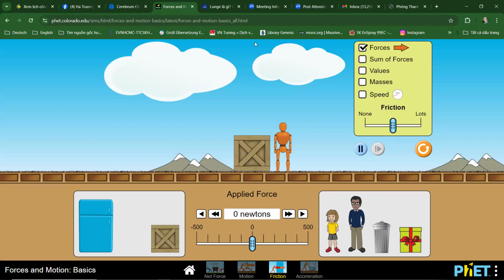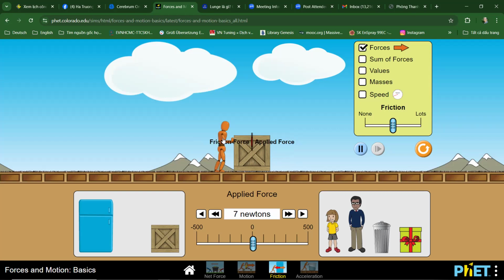Do you see the new screen from my computer? Yes, I do see. Yes, there is the big crate here, right? And we have the man. The man can be on the left or on the right. Okay.